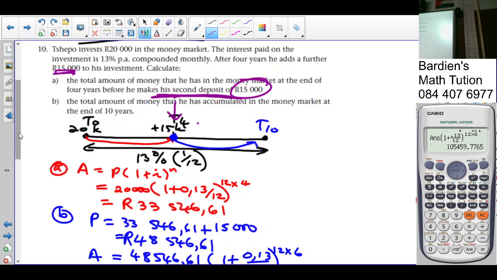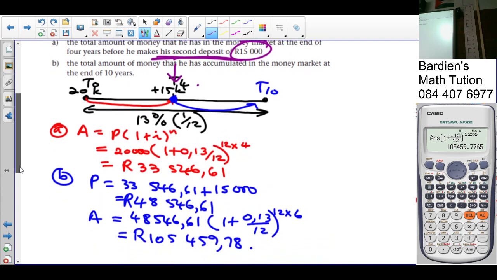So the principal at that point, when the investment has drawn interest, totaling up with the principal amount, is 33,546 rand. And to that amount, 15,000 rand gets added.